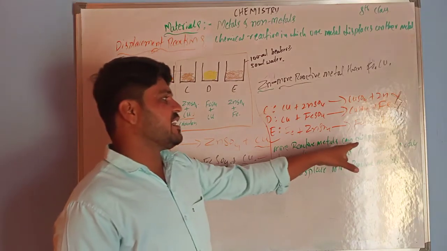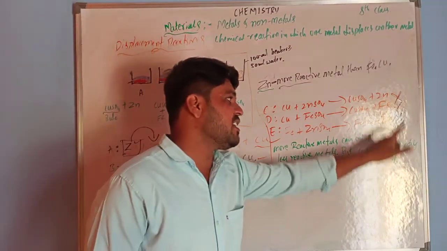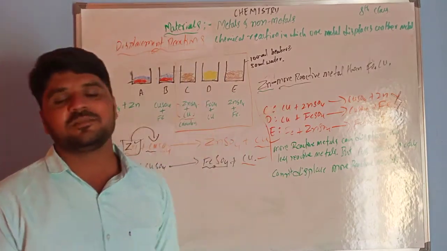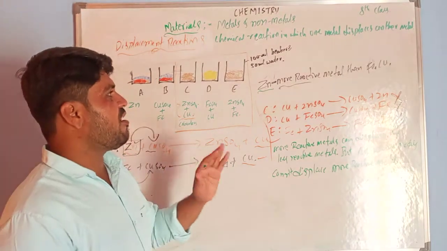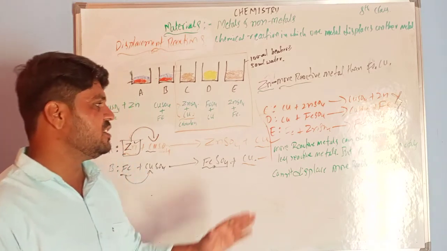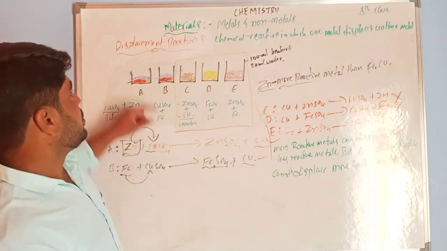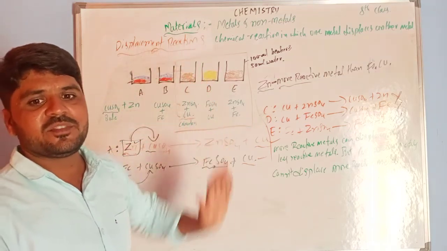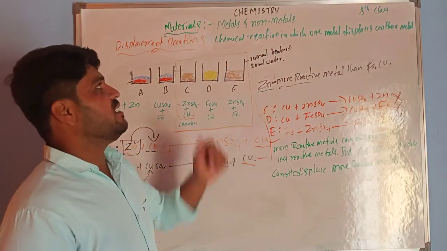More reactive metals can displace the less reactive metals, but less reactive metals cannot displace the more reactive metals. This is a very important class for our future classes, for first PUC and second PUC. This is the basics. So this is all about displacement reactions. This is the completion of the chemical properties of metals and non-metals.